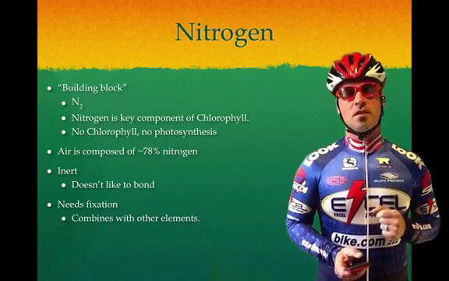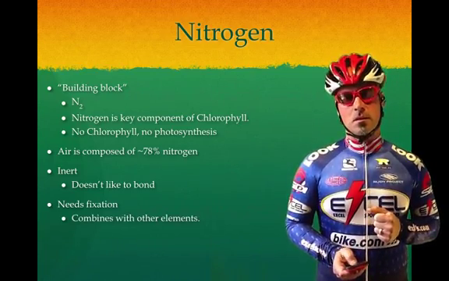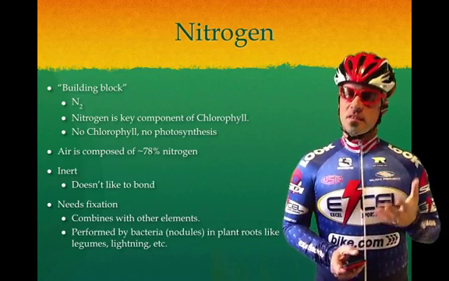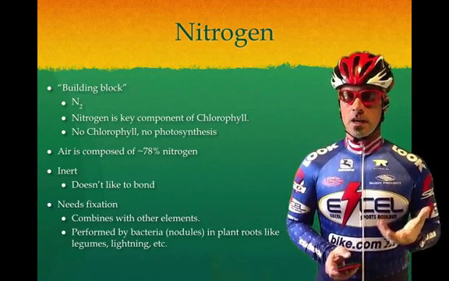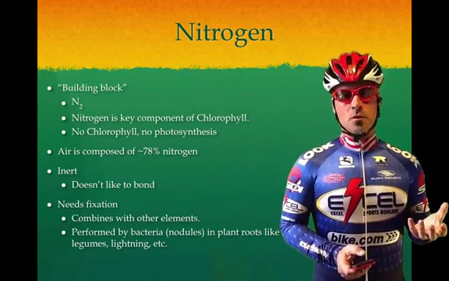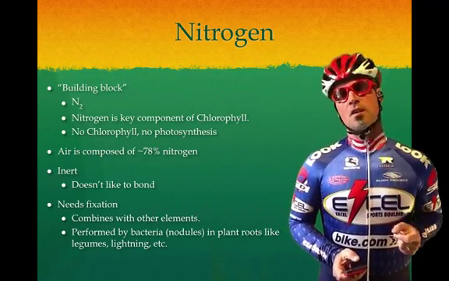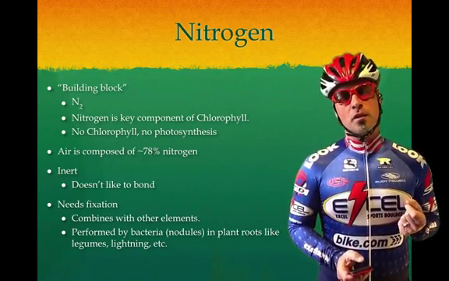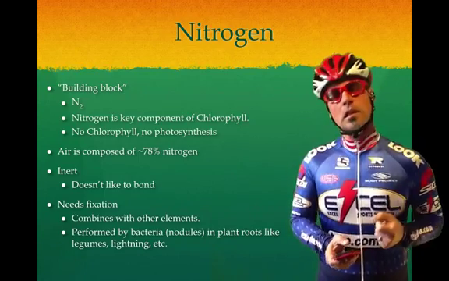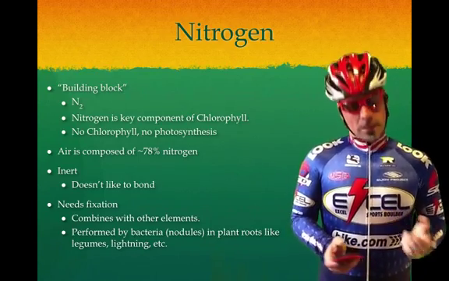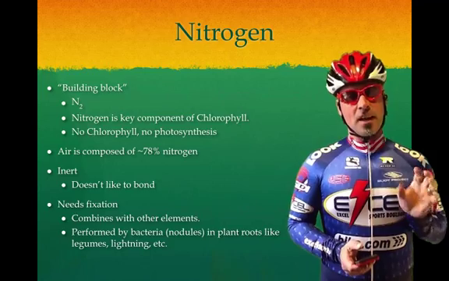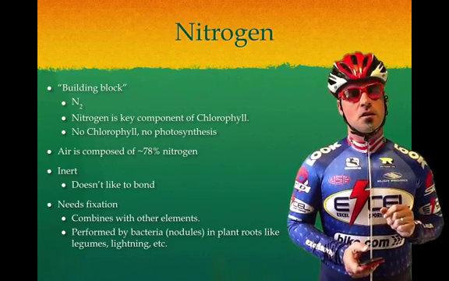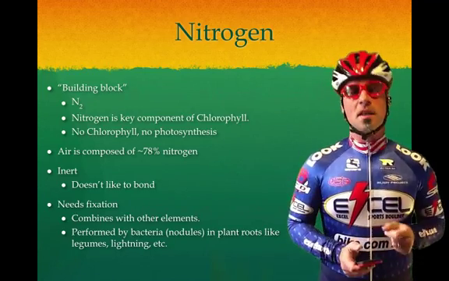And what happens with this is it combines with other elements. This is frequently performed by bacteria, like the nodules in plant roots, like legumes. Legumes are beans. So you've got those cute little legumes, and then you've got the cute little roots holding the cute little legumes in the ground, giving it a little bit of nutrients. That helps convert the nitrogen into something that is usable by the plants.